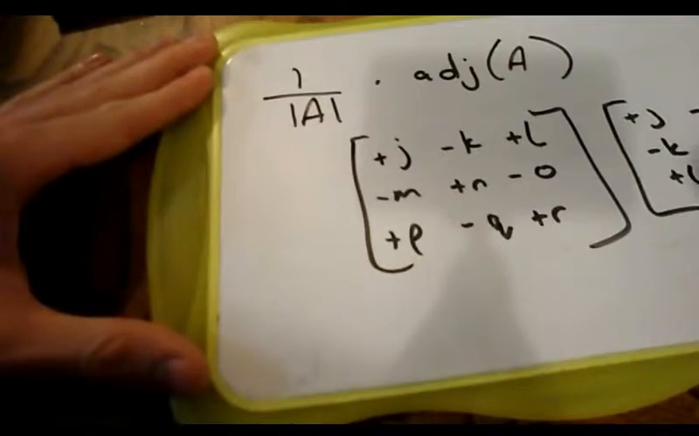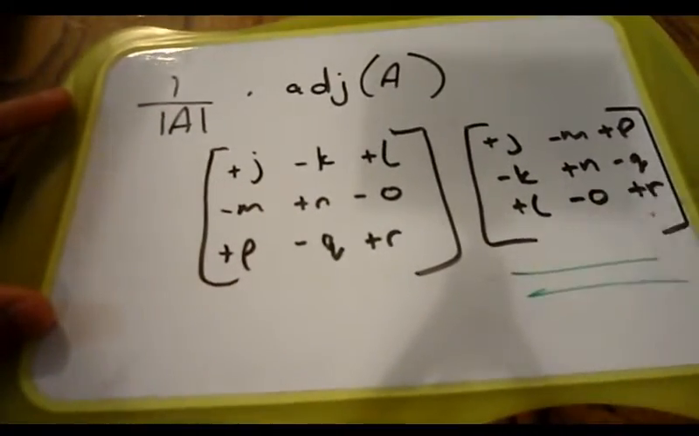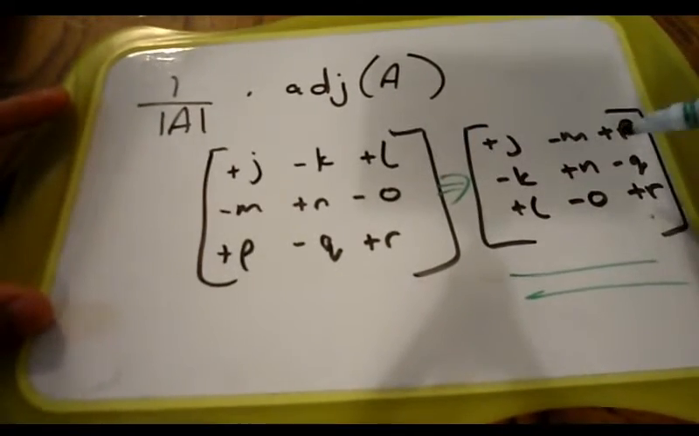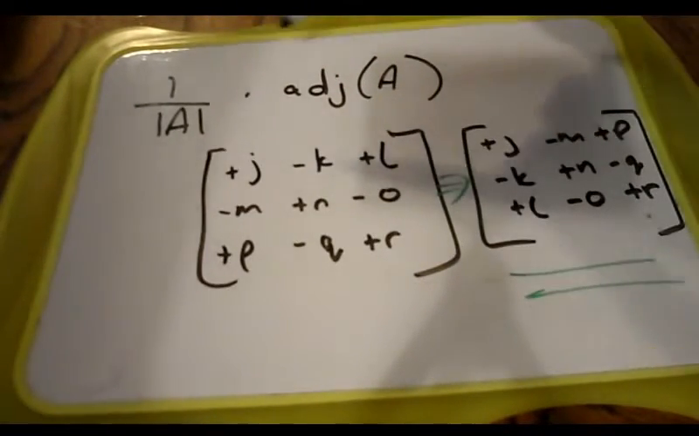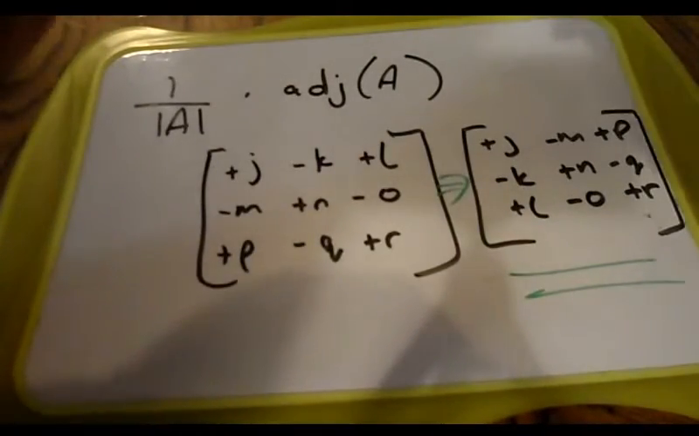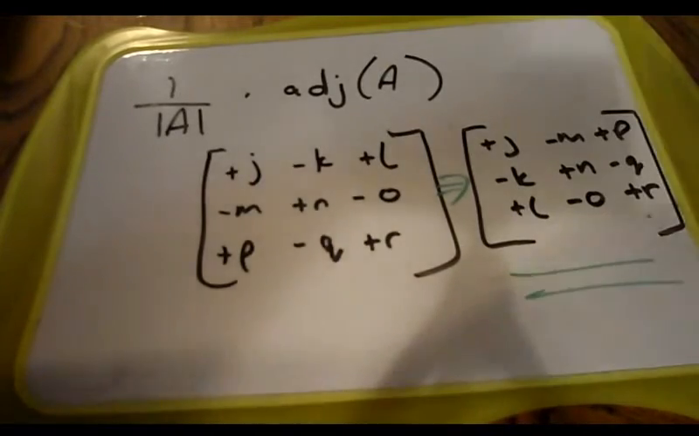So now we've got the adjugate. We've got the adjugate, so we've got the whole thing. We've got 1 over the determinant, we found the determinant twice, and we've got the adjugate here. And if your brain hasn't exploded yet, you're better than I am.